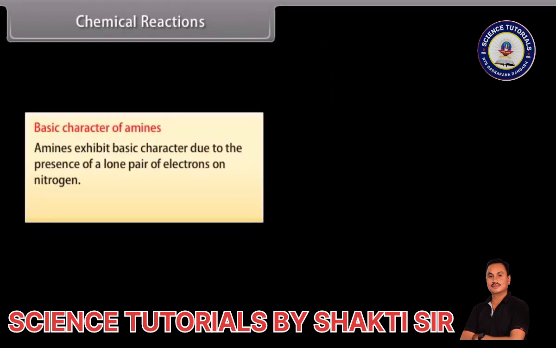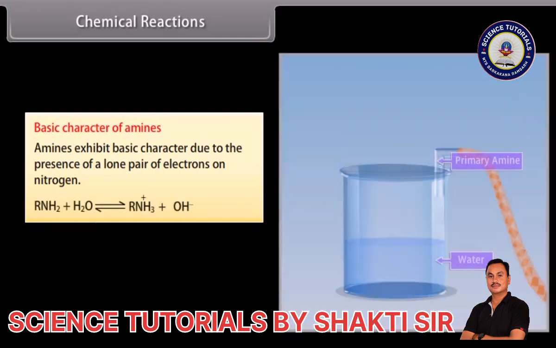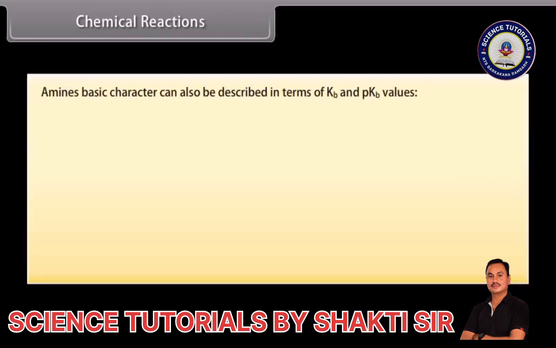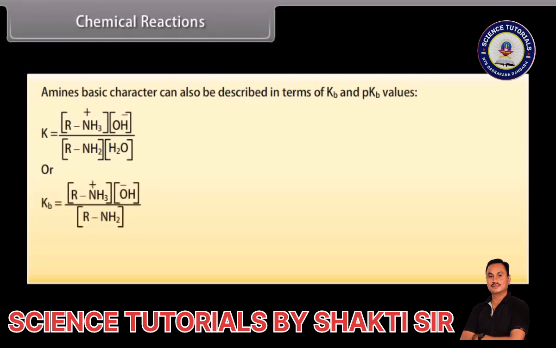Amines exhibit basic character due to the presence of a lone pair of electrons on nitrogen. They are stronger bases than water and are therefore protonated by water in their aqueous solutions. Amines' basic character can also be described in terms of Kb and pKb values. The value of Kb can be written as given, from which Kb can be inferred. Now pKb is equal to the negative logarithm of Kb. A greater Kb value or smaller pKb indicates a stronger base.